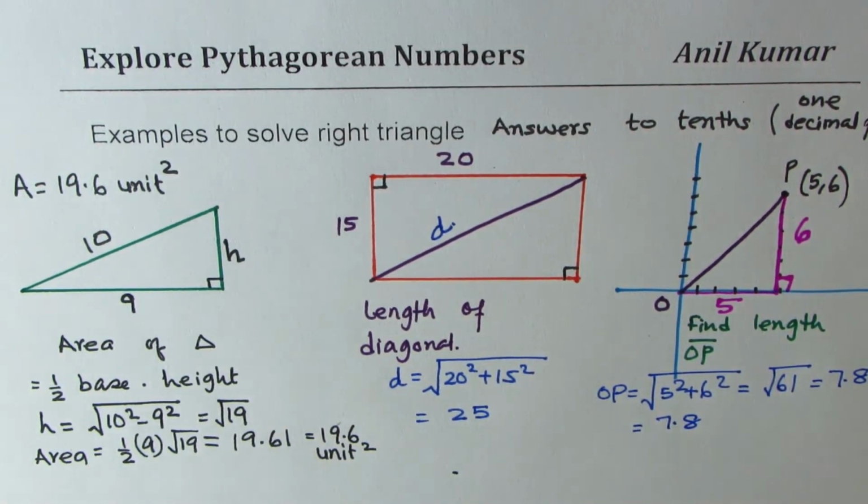So that is how you could use your calculator and get the answers to one decimal place by solving right triangles or even rectangles, finding their diagonals. These could be some applications. Now let's look into the method of generating Pythagorean triples.